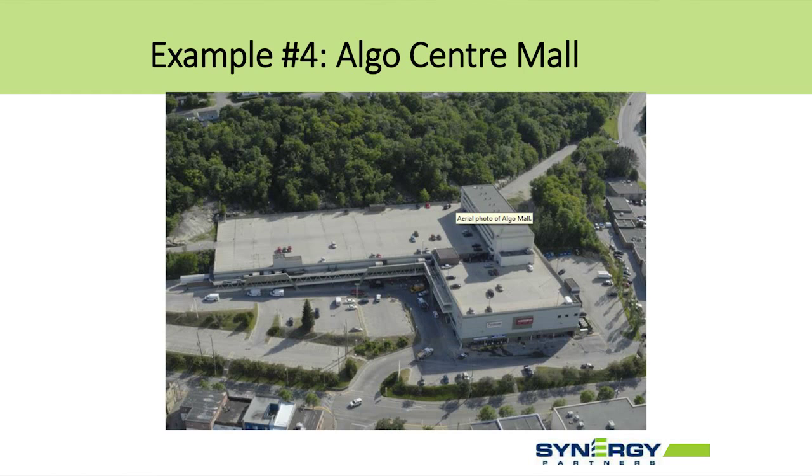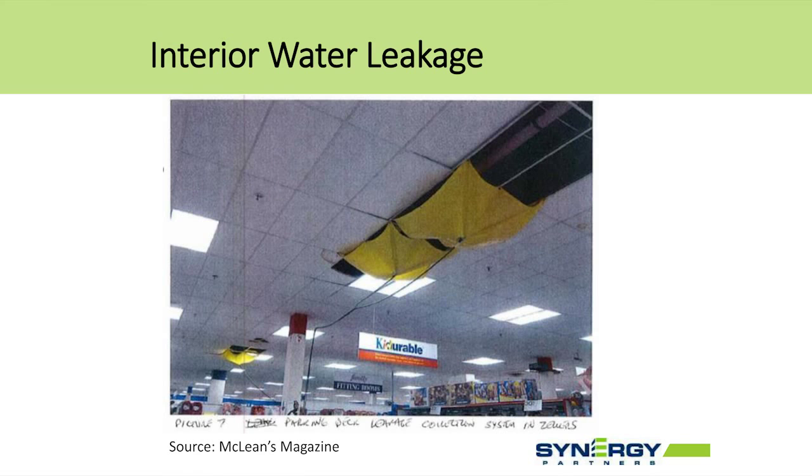Okay, example number 4. I've got to get hustling here. So, anybody recognize the Algo Center Mall? Another corrosion issue. So, if anybody's read the commissioner's report, a phenomenal amount of work went into investigating the cause of the collapse and all the investigation work that happened leading up to it. And it's amazing how many engineers were involved, how many contractors were involved, how many owners were involved, and so forth and so forth. But really, this is a case where there was obvious leakage.